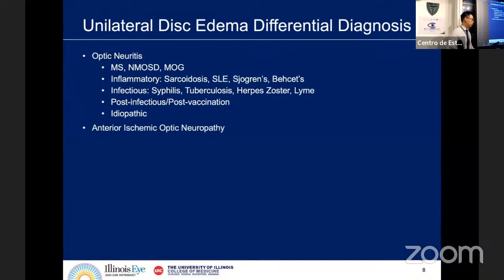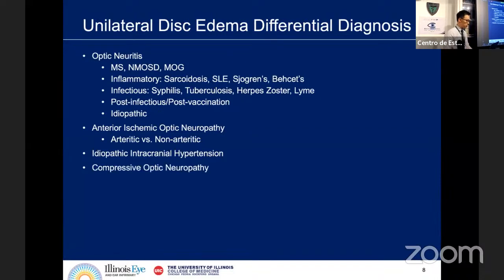Another thing we could think about is anterior ischemic optic neuropathy, arteritic or non-arteritic, given his sleep apnea and obese habitus, but he was relatively young for these conditions. IIH certainly could be considered, compressive optic neuropathy, neuroretinitis, and then more rare things, papillophlebitis, hypertensive papillitis.